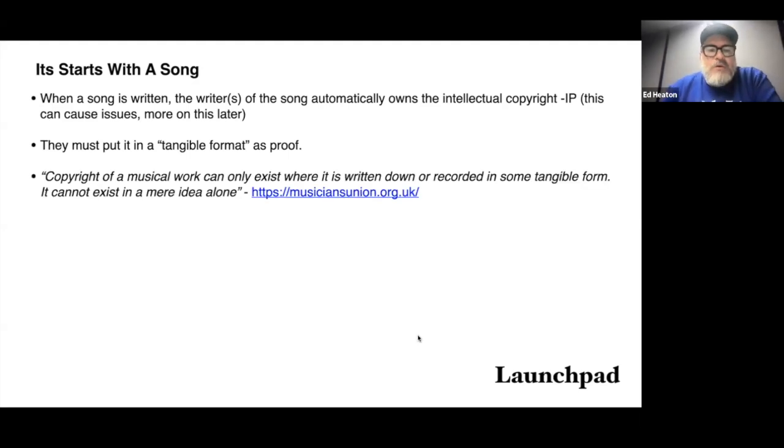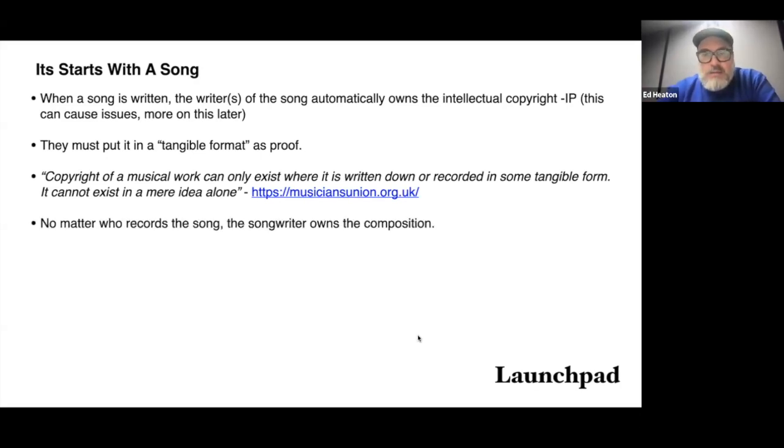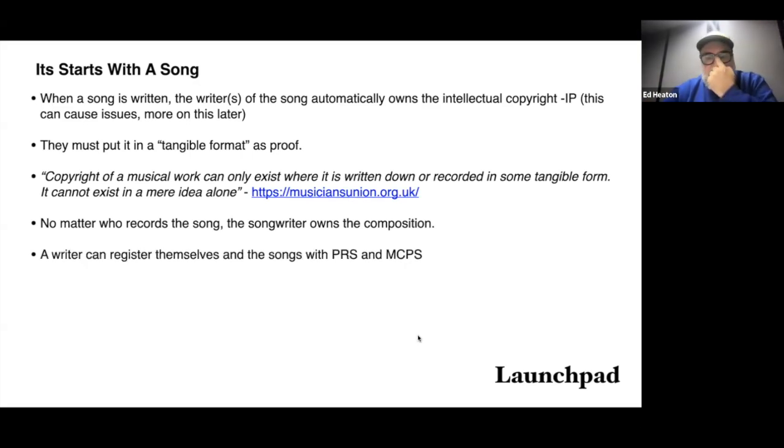The copyright of musical works can only exist when it's written down or recorded in some tangible form. It cannot exist as a mere idea alone, as the Musicians' Union puts it. And if you want to find out more about that, please go have a look at that website. No matter who records the song, the songwriter owns the composition. Again, I'm hammering that home, but it's really important to understand that.